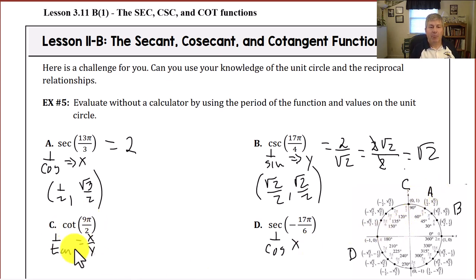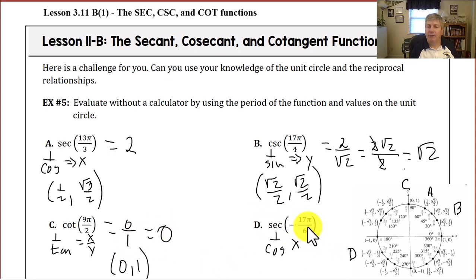For C, we're going to rotate till we get to 9 pi over 2, which ends up again at pi over 2. So our ordered pair there is 0, 1, and we want x over y. So that's going to equal 0 over 1, or 0.